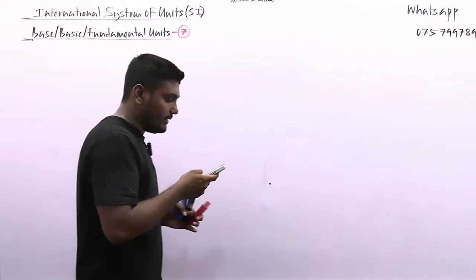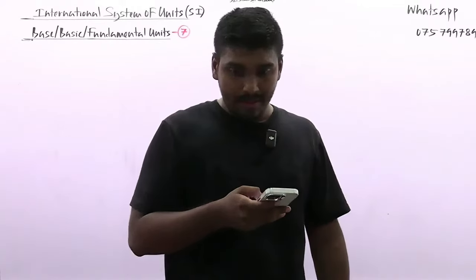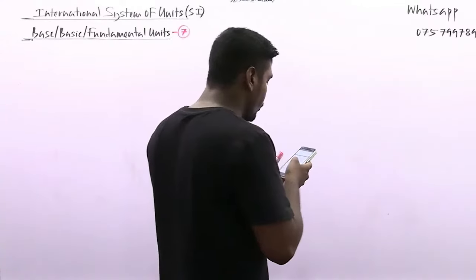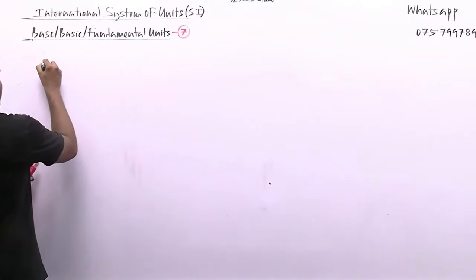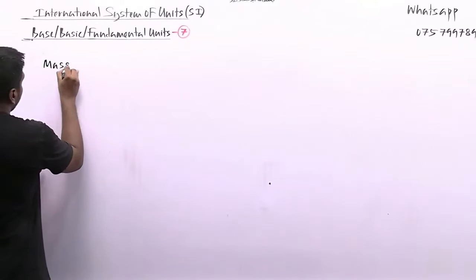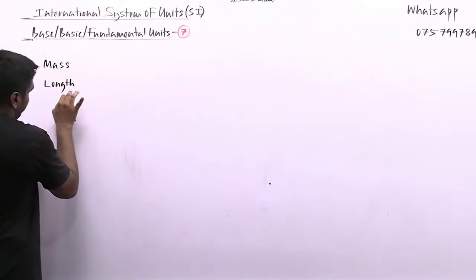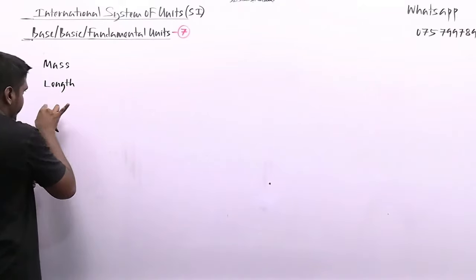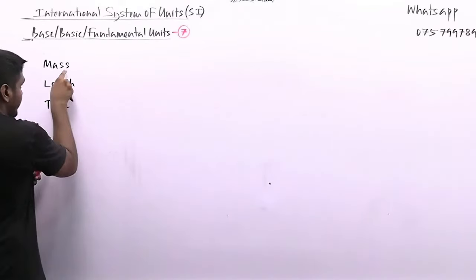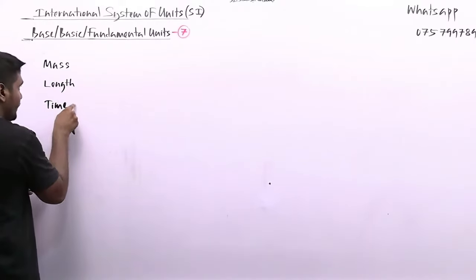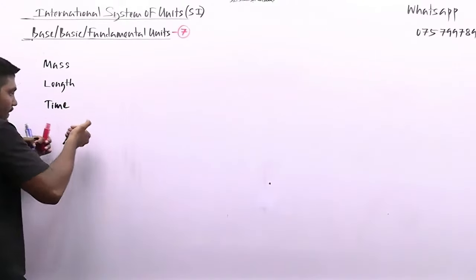Number 1, mass. Number 2, length. Number 3, time. The third basic physical quantity is time. Now, anyone can understand why these 3 should be basic physical quantities because of their use. In addition to these 3, there are another 4 basic physical quantities.